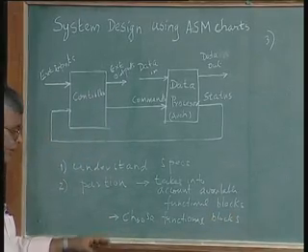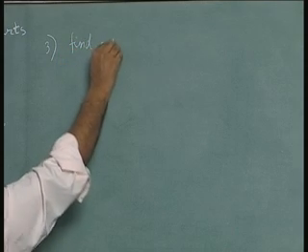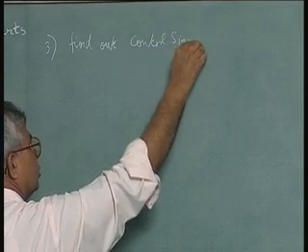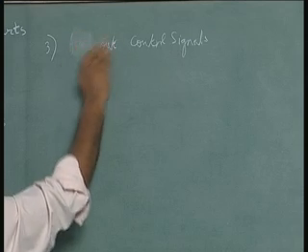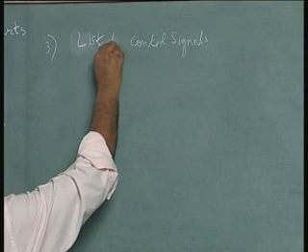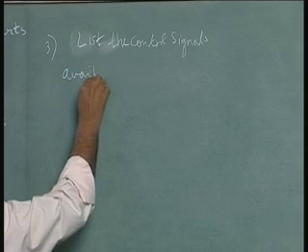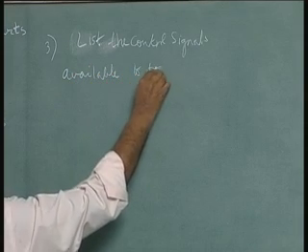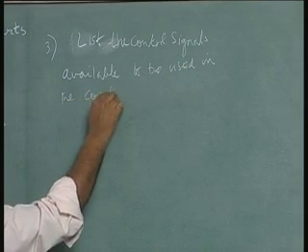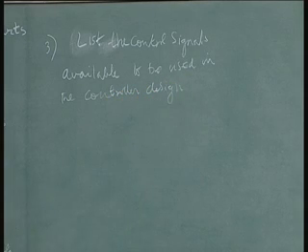After having done this, I should now find out the control signals, or not find out, it is there, let us say, list the control signals available to be used in the controller, in the controller design. It can be an input signal or an output signal. Control can be an output control.